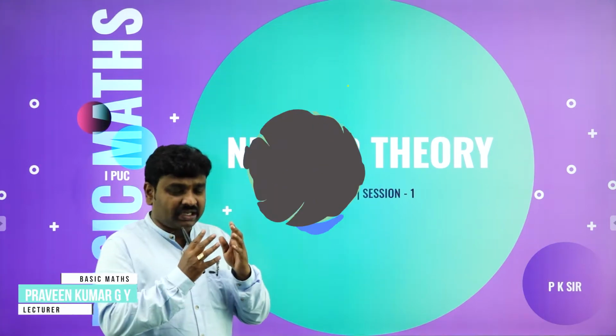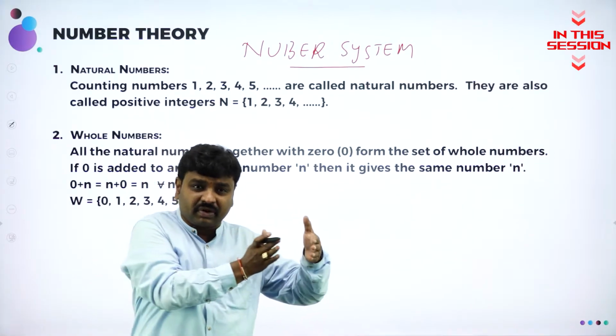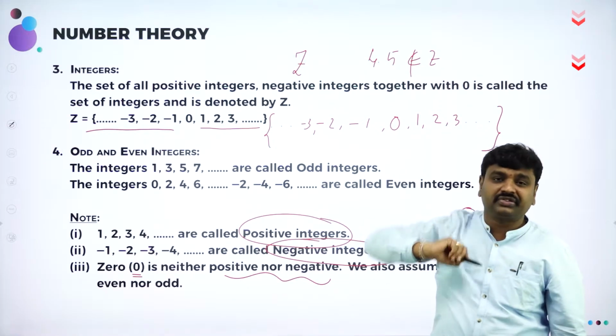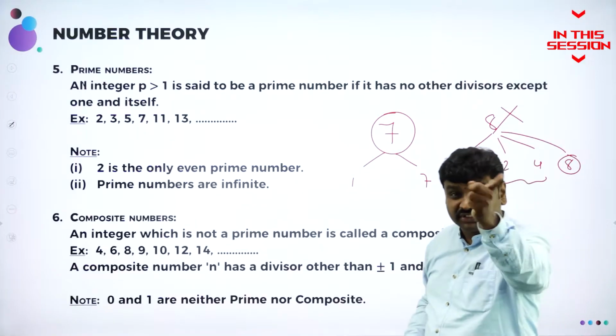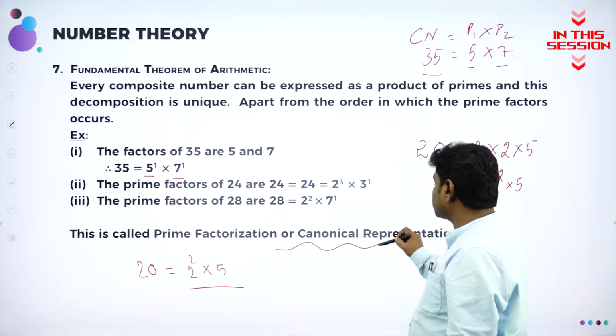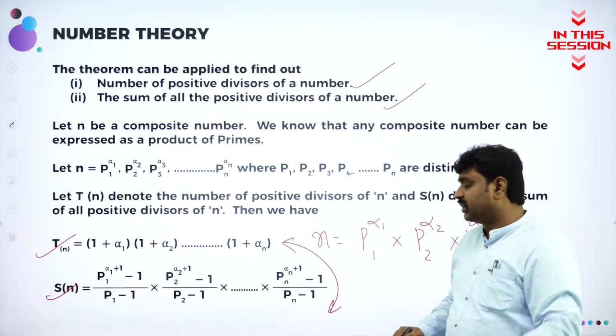First we'll study concepts of number theory. So different types of numbers can be represented in the form of set. 4.5 does not belong to integer, remember this. What is a prime number? A number which is divisible by itself and 1. This is called prime factorization, or we call it canonical representation. Important questions for board exam also you'll be learning.